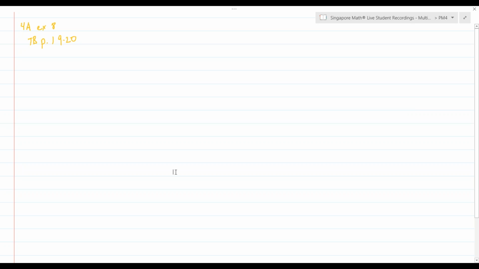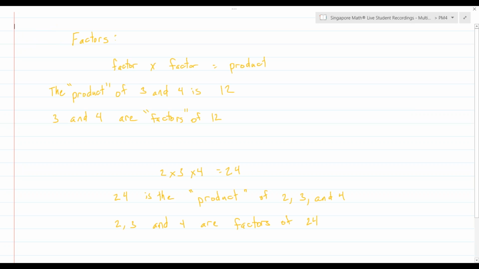Today we're going to talk about Workbook 4A, Exercise 8. Turn in your textbook to page 19 and we'll start there. Today we have a new word to learn.